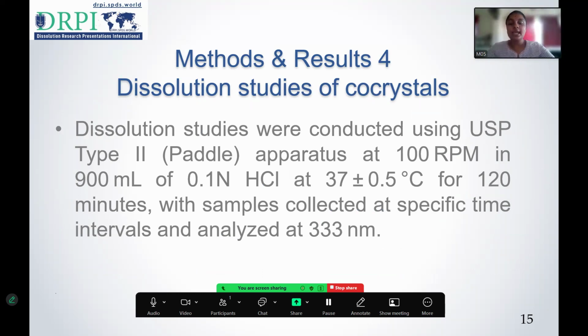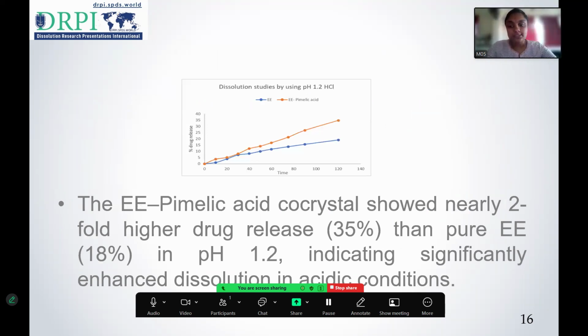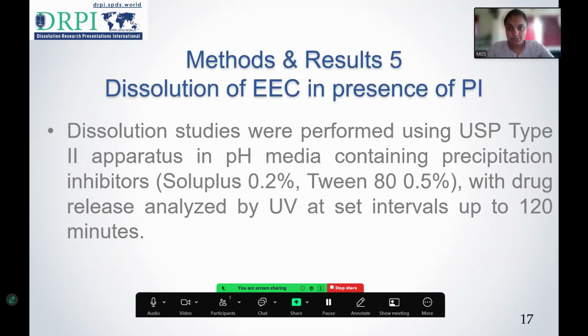As the co-crystal formation enhances the dissolution rate of the drug, dissolution studies were carried out by using USP type 2, that is paddle apparatus, at body temperature by using 1.2 pH buffer for 120 minutes. The samples were collected at specific time intervals and were analyzed by using UV spectrophotometry. It has been found that co-crystal formation has increased the dissolution rate, and in 2 hours, the co-crystal shows 36% drug release compared to the pure drug, which is showing up to 18%, indicating significantly enhanced dissolution in acidic conditions.